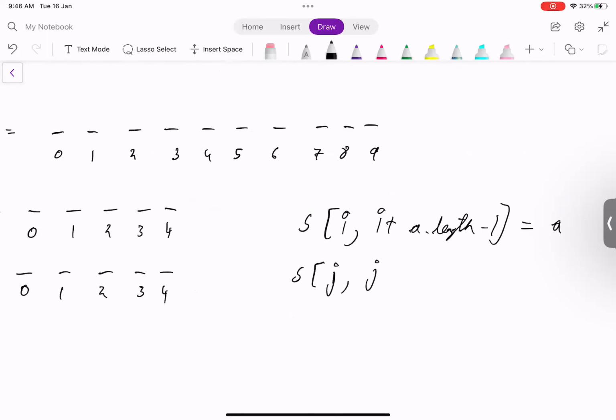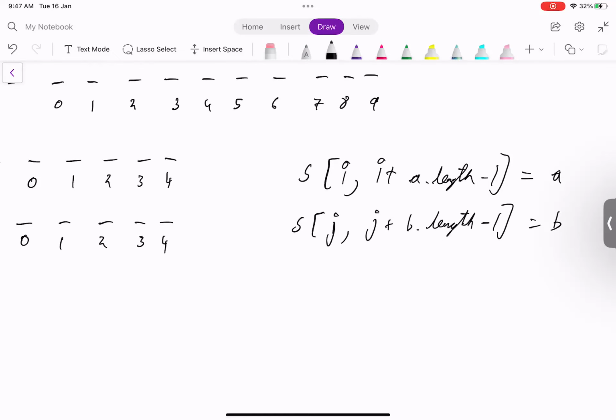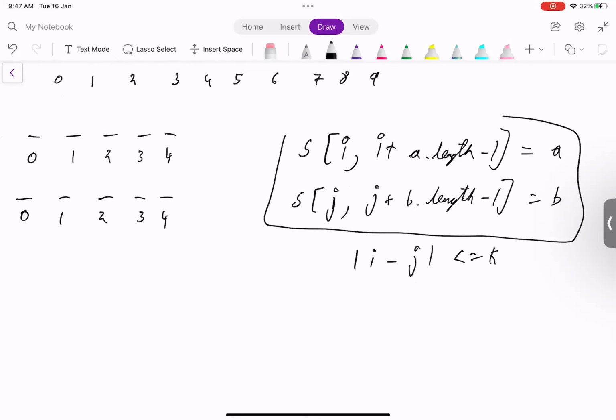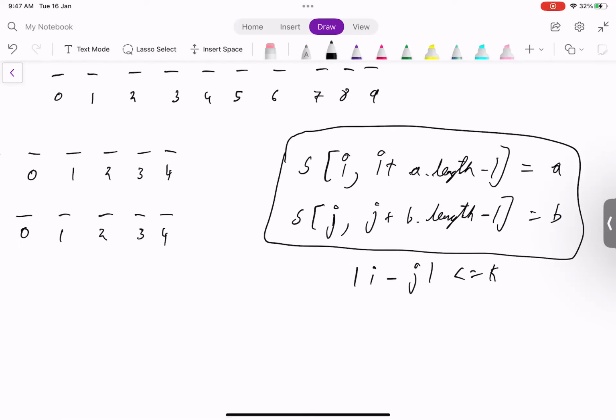J, J plus length of B minus 1 should be equal to B. This is the condition for J, right? So now, there is an additional condition, that is mod of this should be less than or equal to K, and K is also given for us. So now this is our additional condition. Firstly, let's focus on these two conditions and find out all I and J points which satisfy this.